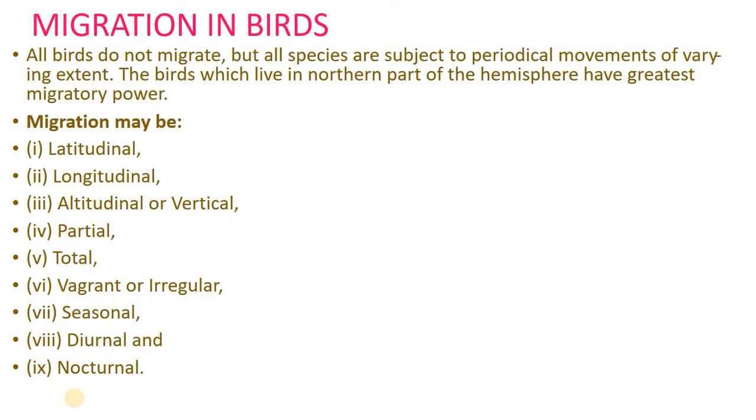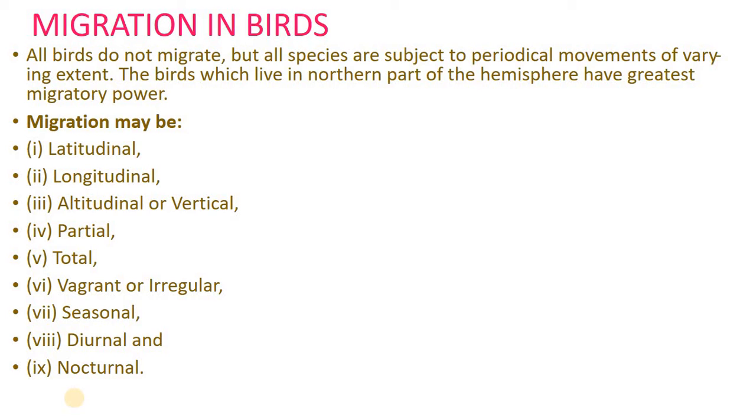That means movement of the birds from the north to the south and south to the north. This is the latitudinal migration. Longitudinal migration: here the birds migrate from east to the west and vice versa.